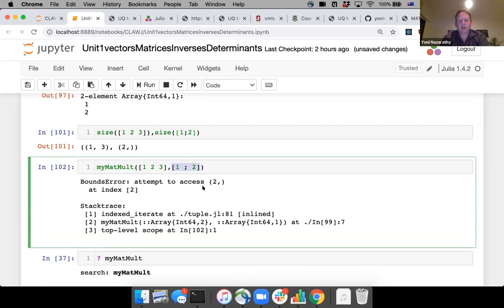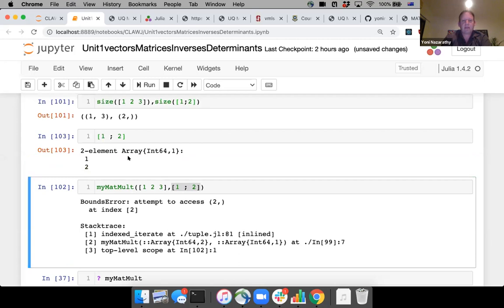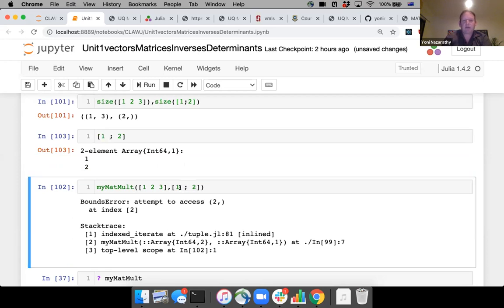So that's a Julia thing. Sorry, I'm kind of confusing you. This is an array. It gave us an array. To get a matrix from this, I'm not sure. Let me just make it a 2 by 2 matrix. Okay, so I'll get back to you on that. So 2, -3. Okay.